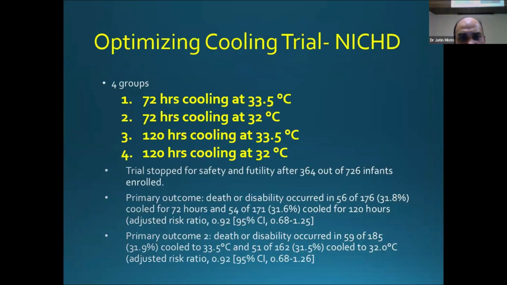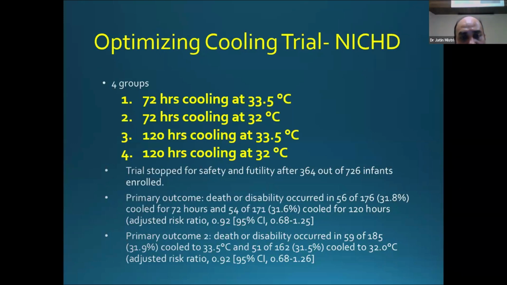But NICHD also did one trial in which they had four groups, with 72 hours of cooling at 33.5 degrees and at 32 degrees, and a prolonged cooling where they induced both temperature ranges for 120 hours. This trial was stopped prematurely when 364 babies out of 726 were enrolled because of safety and futility results. It was found that there was no difference by doing a deeper cooling or prolonged cooling.